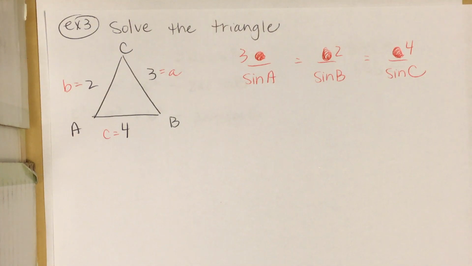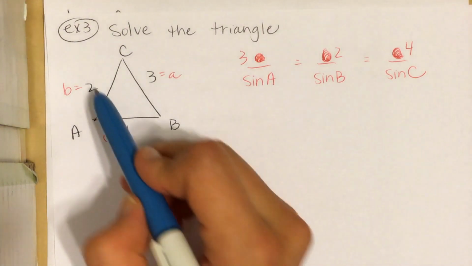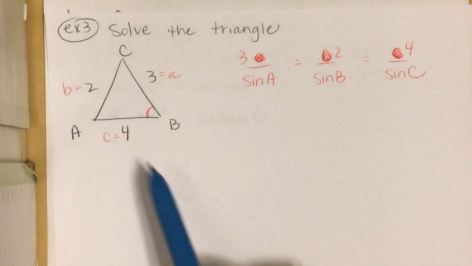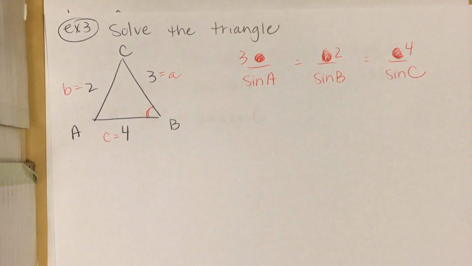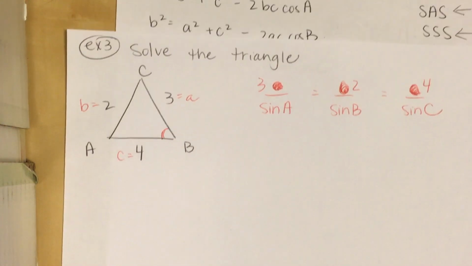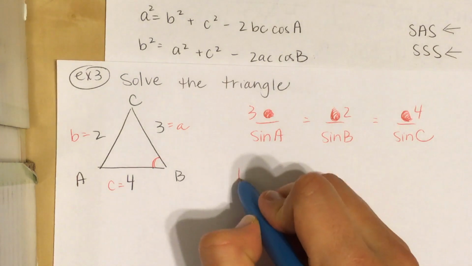You can solve for any of these 3 angles that you want. I like to just stick with the rule, go from smallest to biggest. So if that's the case, the smaller side is across from the smallest angle. The biggest side is across from the biggest angle. So I am going to solve for angle B first. That means I want to use this version of the law of cosines.